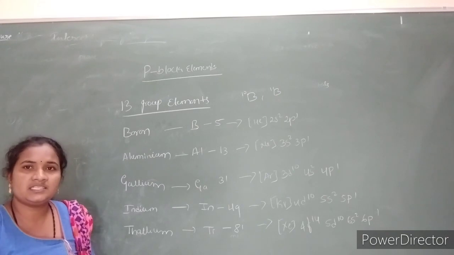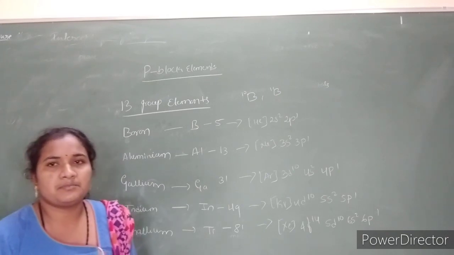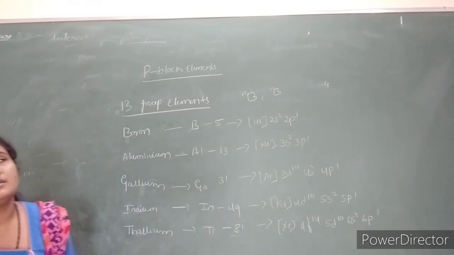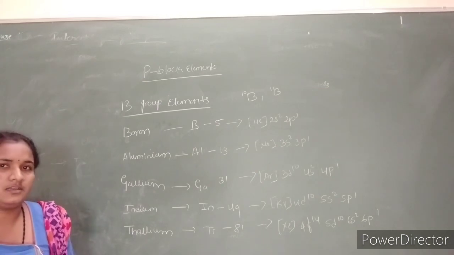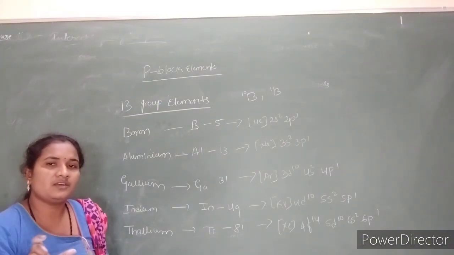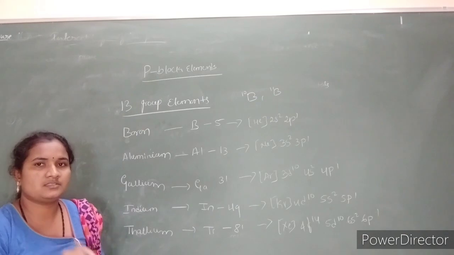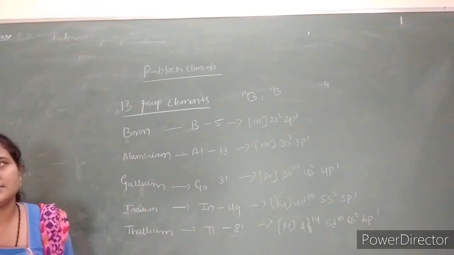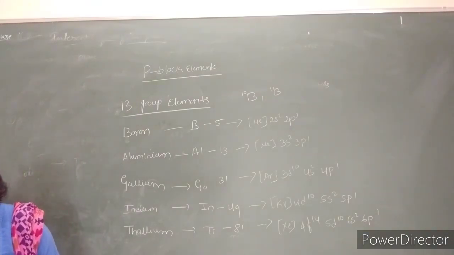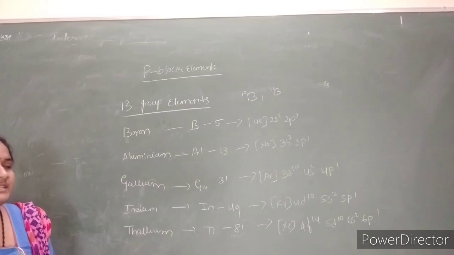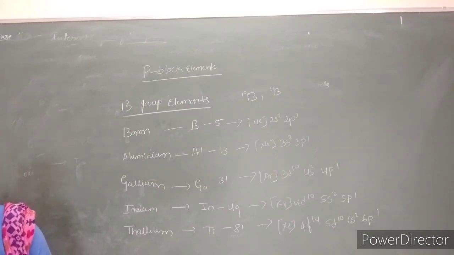In India it is found in the form of mica in Madhya Pradesh as well as Orissa and Karnataka. So it is available in the form of mica. In Madhya Pradesh as well as Karnataka it is available, and in Orissa as well as Jammu. And gallium, indium, thallium are less abundant in nature.